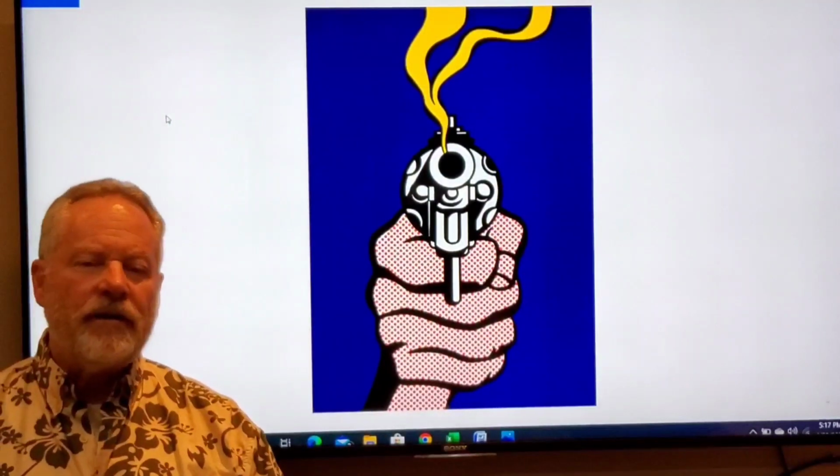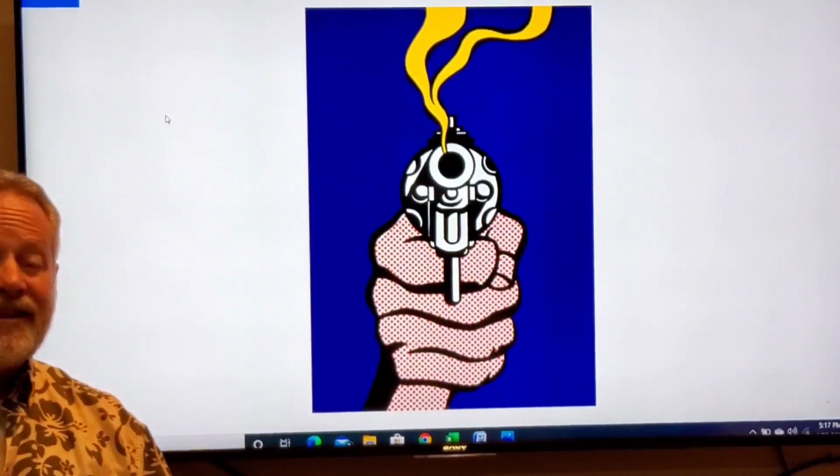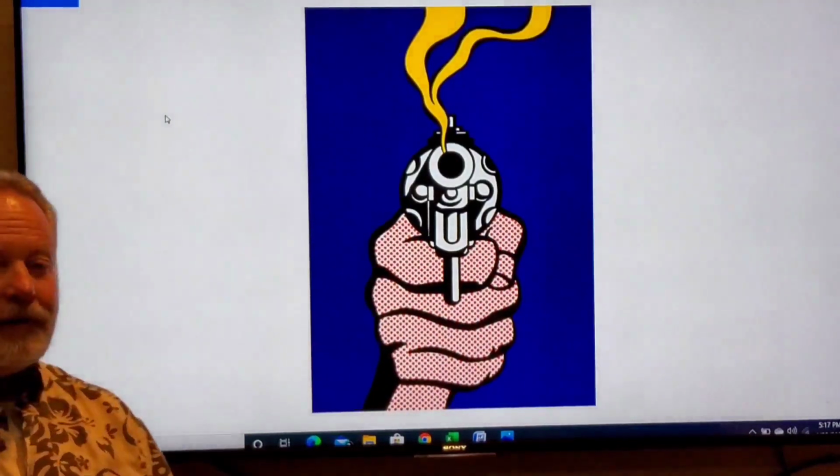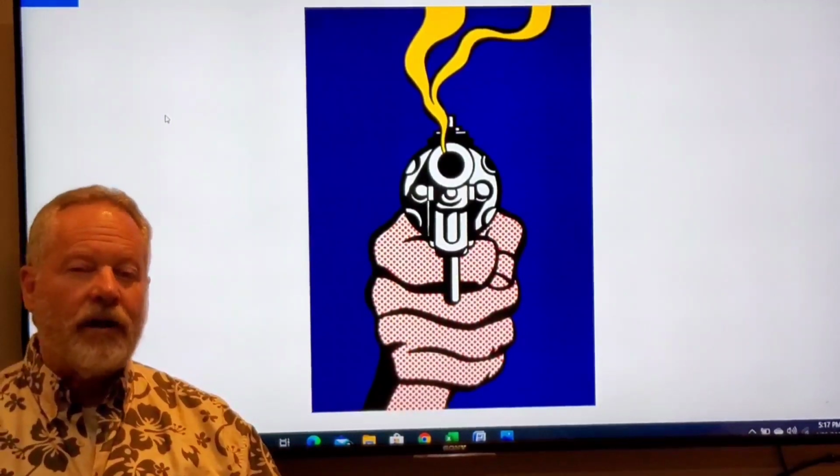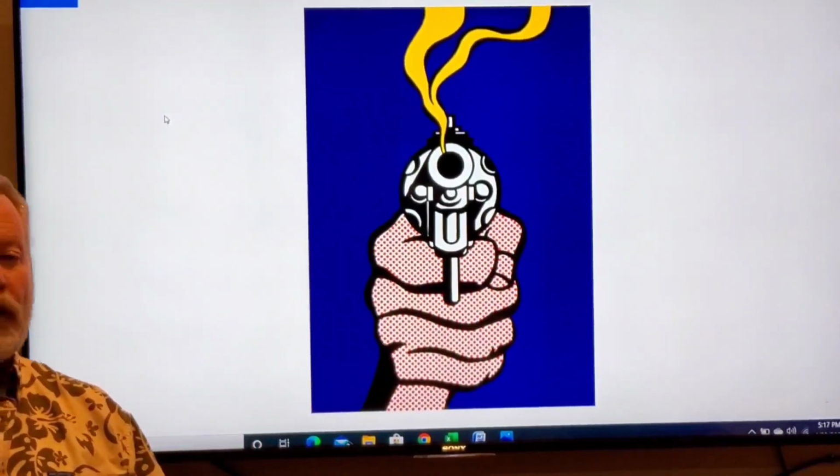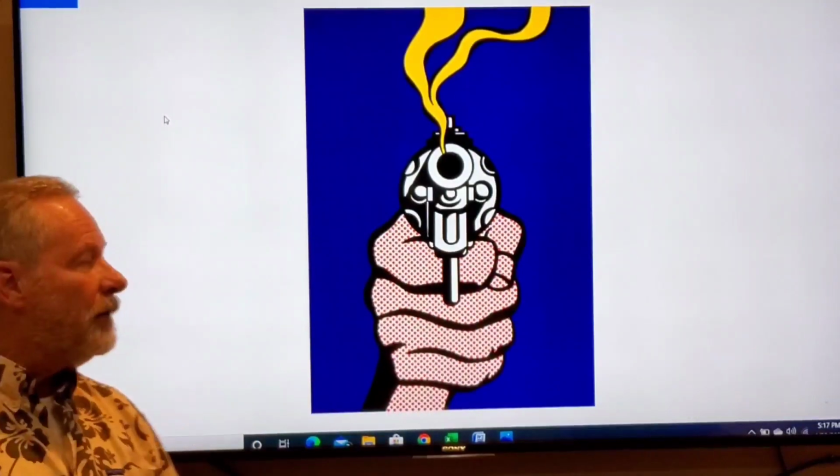Another pop artist, this was Roy Lichtenstein. Kind of a disturbing image, actually, but there's no question where the focal point is. It's the barrel of the gun.